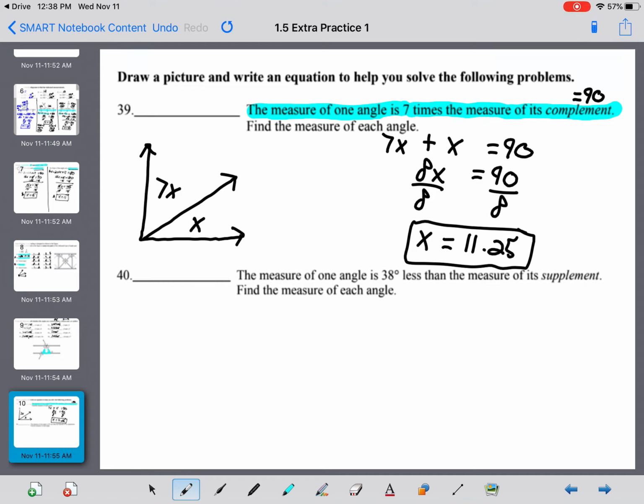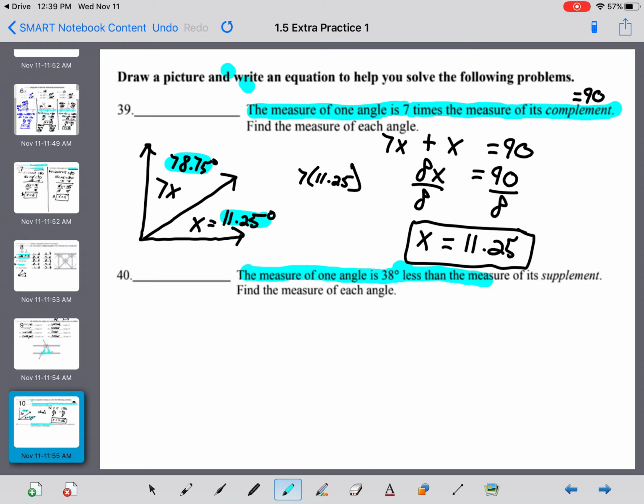Okay, so it says find the measure of each angle. Well, the first one is 7 times 11.25. And the second one is just going to be 11.25. So here's degrees. And 7 times 11.25, we're going to have to use our calculator for that one, is 78.75. So here's our angle, 78.75 and 11.25, and if we add those together, they equal 90.